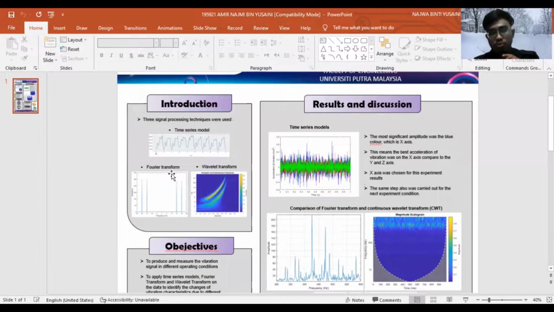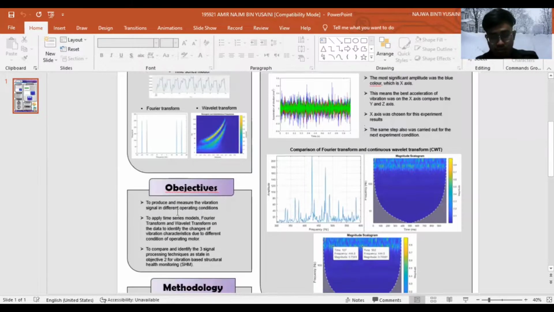The Fourier transform is actually a kind of frequency analysis. It is used to detect noise and also to detect damage. And the third one is the wavelet transform. Here for the wavelet transform, I use the scaleogram method, which is an effective way to detect the high acceleration of vibration in the experiment. So we move to the objectives.